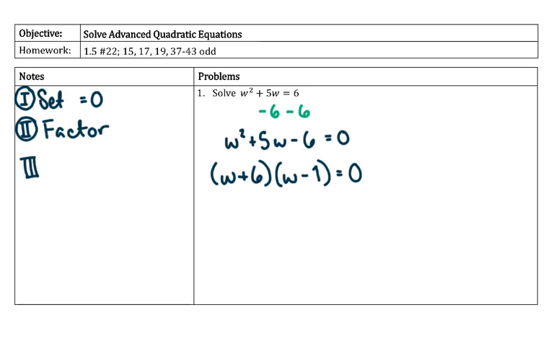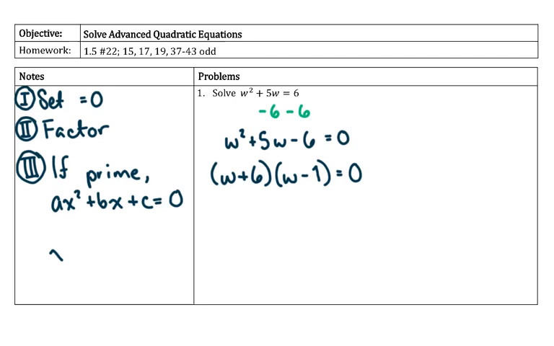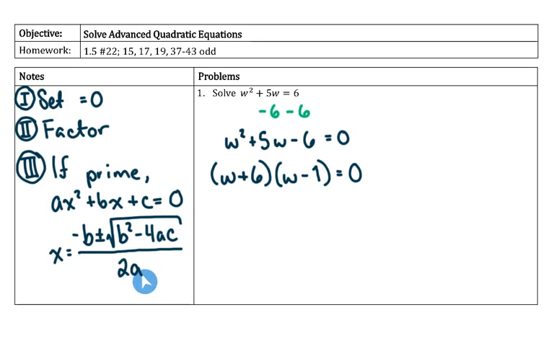Now, as you might remember, not everything is going to factor. If it's prime, so prime means it can't be factored, that means you're going to want to use the quadratic formula, which states that if our equation is ax squared plus bx plus c equals 0, then x is equal to, and I'm going to pause here, negative b plus or minus the square root of b squared minus 4ac all over 2a. And you can use the quadratic formula for any quadratic problem, but I will warn that factoring is going to be a lot easier, and most of these are just going to let you factor them.